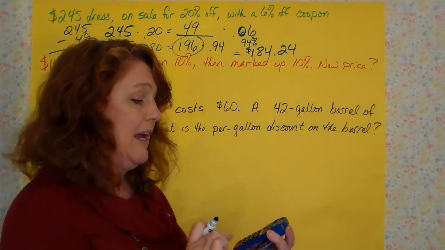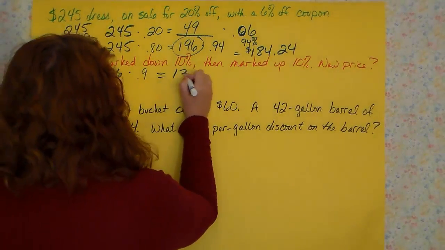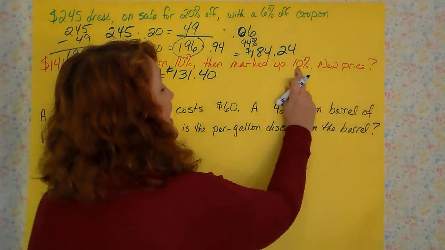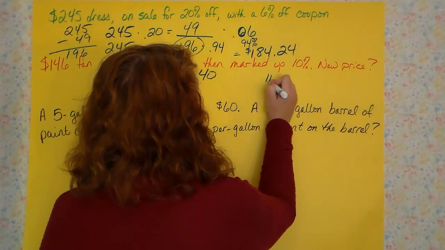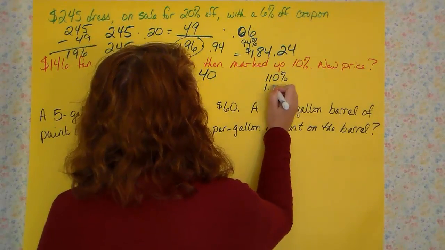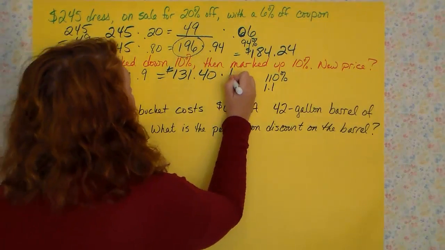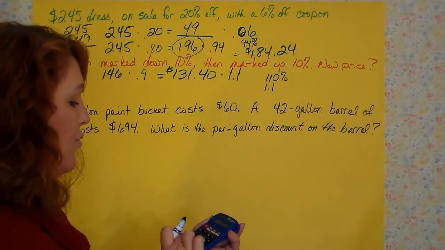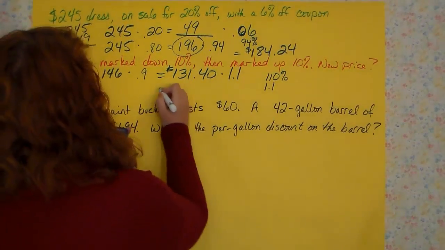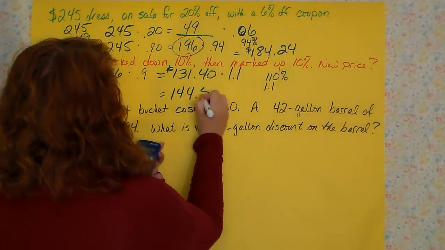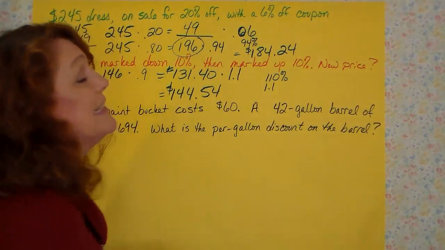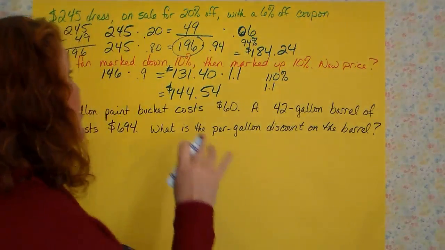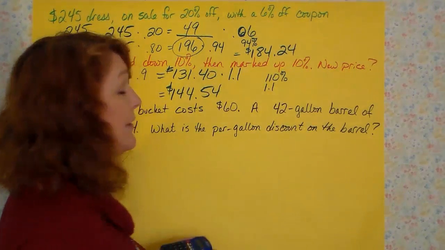146 times 0.9, now I've got 131.40. This is the new price of my fan. If I mark this up 10%, now I'm at 110%. That's 1.1. I'm going to multiply this by 1.1. And 131.40 times 1.1 is now $144.54. It's not the same 10%. So I need you to remember to do the math both times if it's going down then up again, okay?